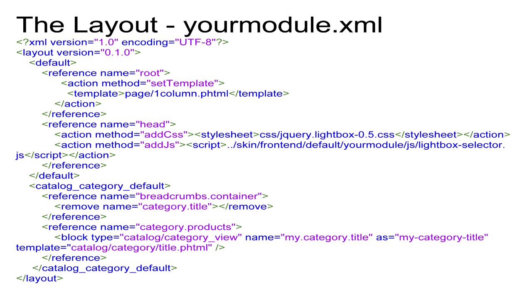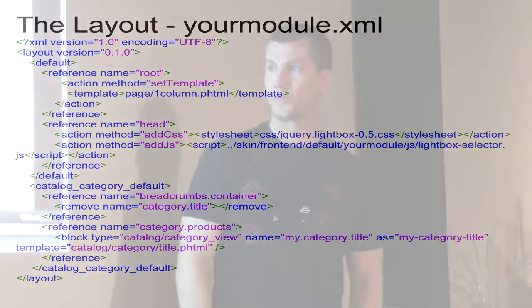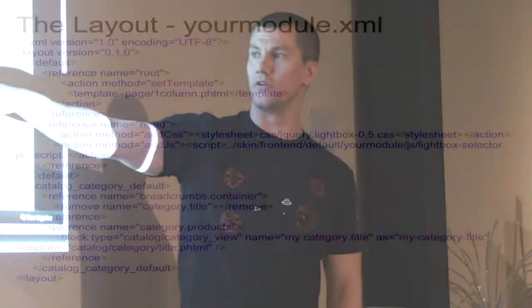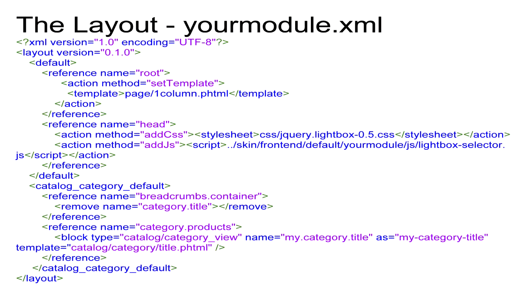Here's how you would add some custom CSS and JavaScript. You just tell Magento to, in the head section, add CSS and add JavaScript. Then instead of doing the default handle, you can specify a different handle and say on the catalog category default, any page that uses the catalog category default handle, I'm going to remove the title from the breadcrumbs container and re-add it back in here using a different template. So you can do things like that.